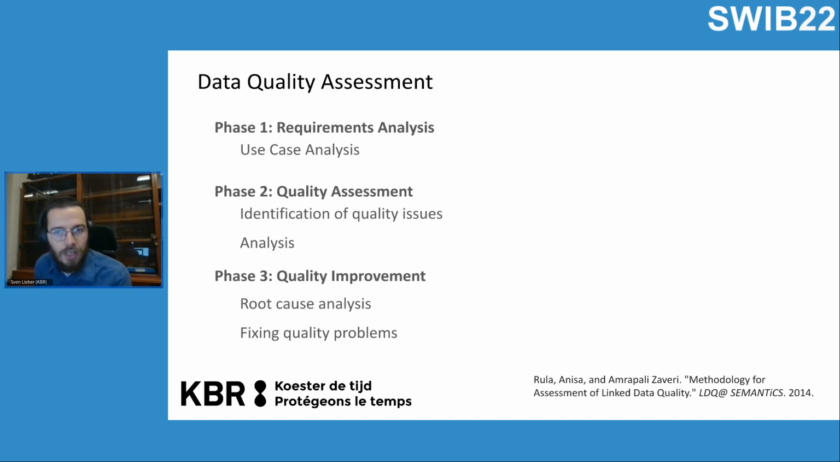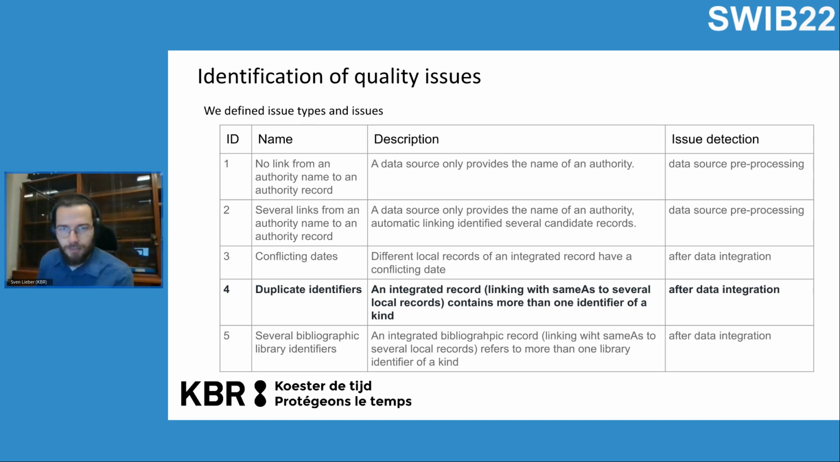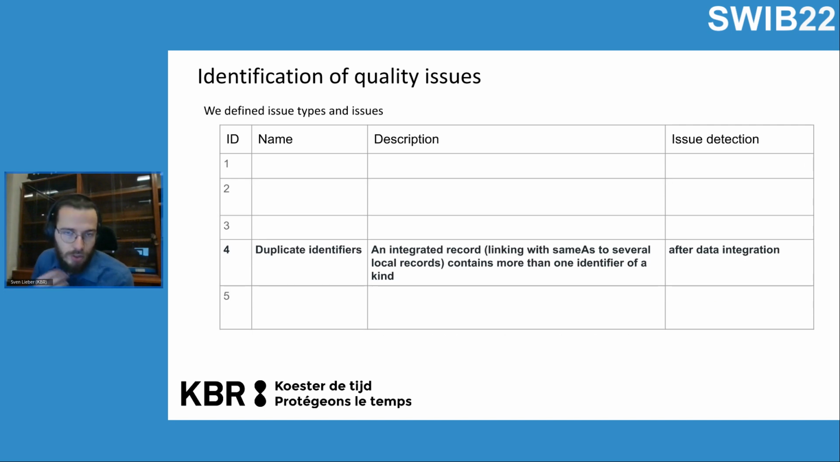And to give it a little bit more formal context, there are several quality assessment methodologies out there, but given this one here, for instance, in the second phase of the quality assessment, we want to identify quality issues and analyze them. In this case, we defined several quality issues in our data, things which seem suspicious at first glance, for instance the conflicting dates you have seen. But to focus on a different example, something like duplicate identifiers. For instance, a person having two ISNI identifiers, even though there should only be one if it's not a pseudonym. And we can detect this issue after data integration.